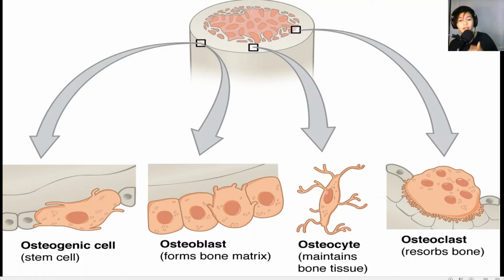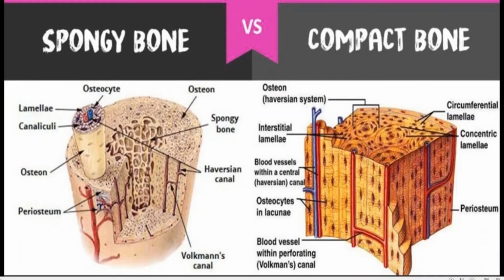The other component of the bone matrix is the extracellular fibers, which consist of only type 1 collagen fibers that are highly cross-linked. And those are the components of your bone. And your bone has two types. We have spongy bone and compact bone.